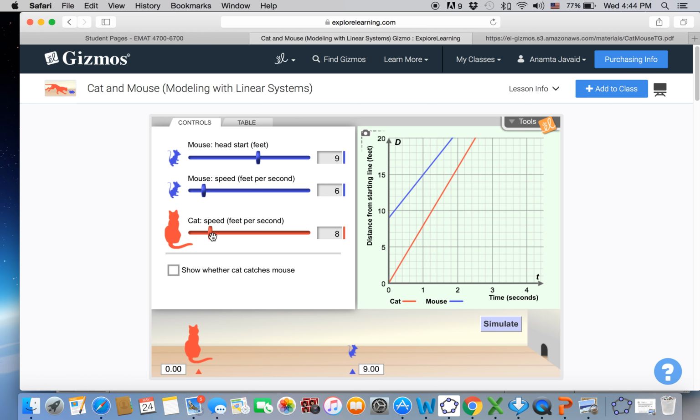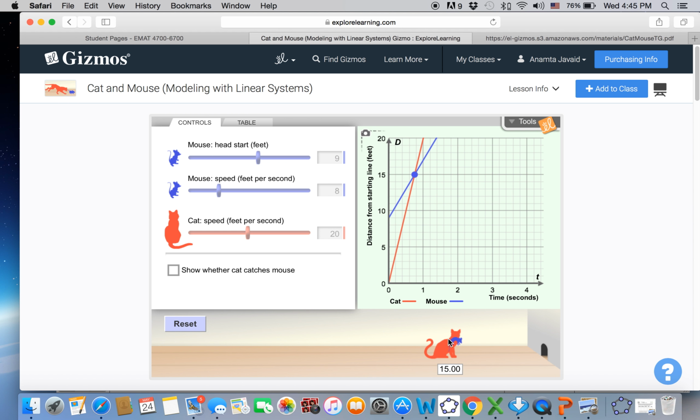And then as we adjust the speed of the cat, the gradient of the line changes. So you see? Okay. We have a simulation button here. As we adjust the speeds and the distance, we simulate and see if the cat is able to catch the mouse, and it did.